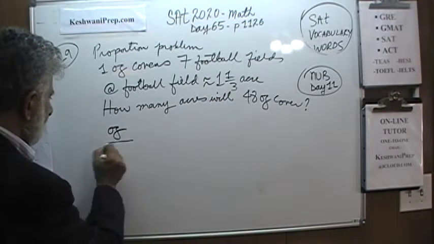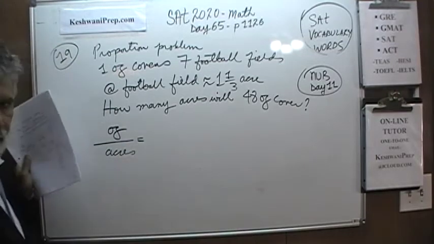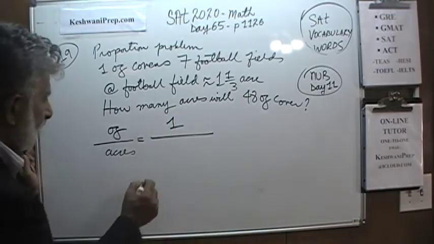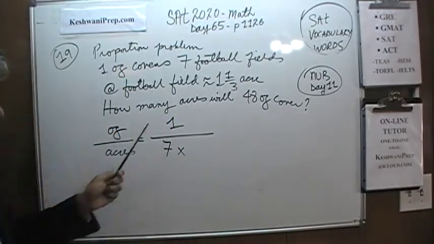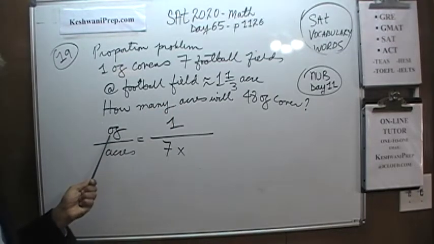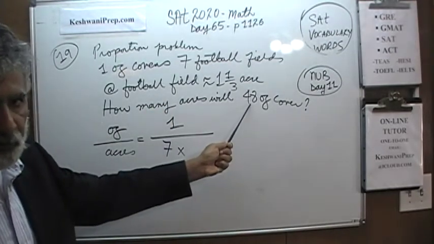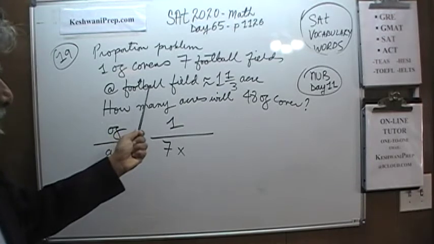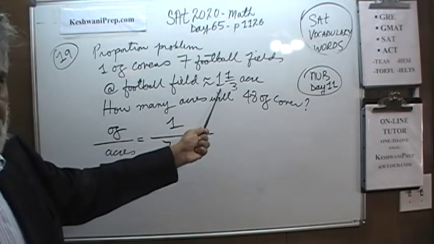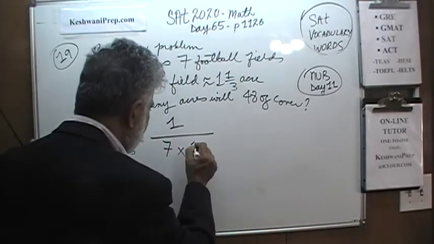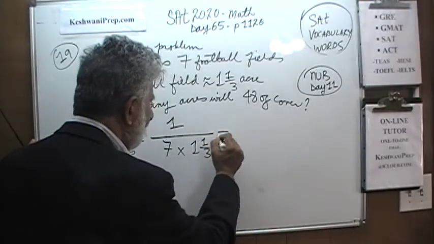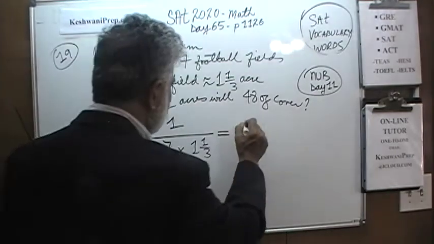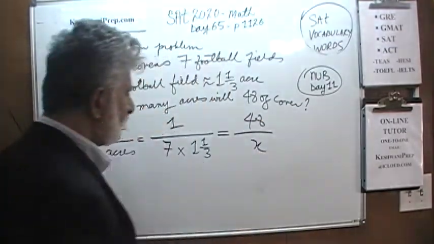We're dealing with ounces and acres. We know that 1 ounce covers 7 football fields, but the question is not how many football fields will 48 ounces cover. The question is how many acres will 48 ounces cover. And we know that each football field is approximately 1 1/3. So we have 7 of those. 7 times 1 1/3 is how many acres 1 ounce covers. And we have 48 ounces.